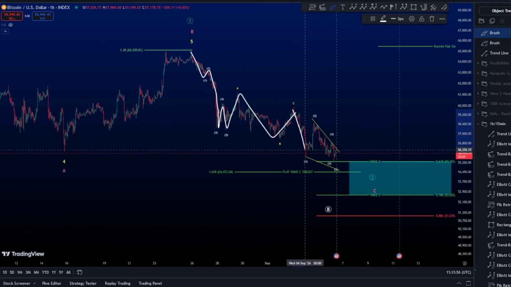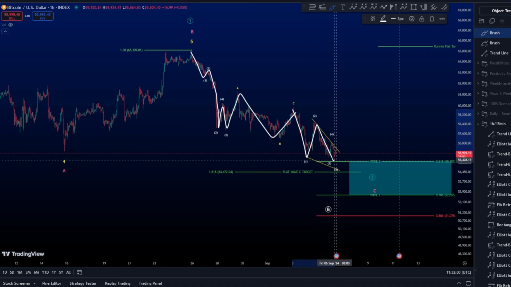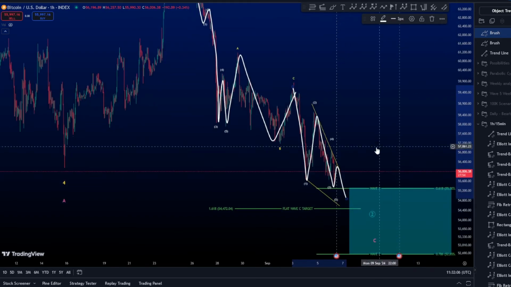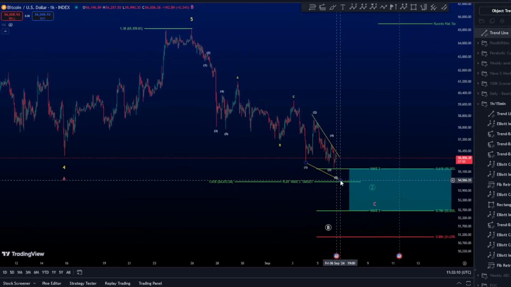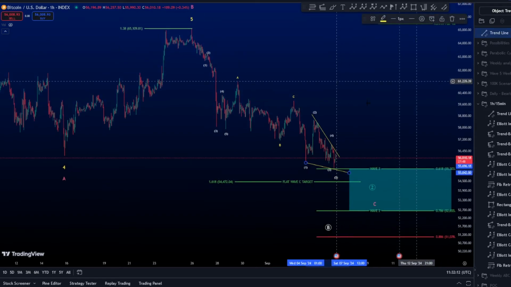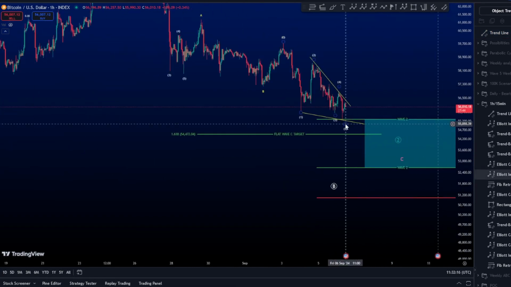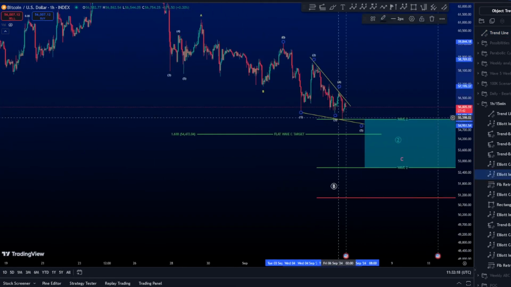Then we are looking here at a potential ending diagonal 1, 2, 3, 4, and 5, potentially finishing with one more wave towards the downside. And in that way, this zigzag would be already finished. By all means, what we are still looking for is one more wave 5 towards the downside, finishing, of course, this diagonal or ending diagonal.